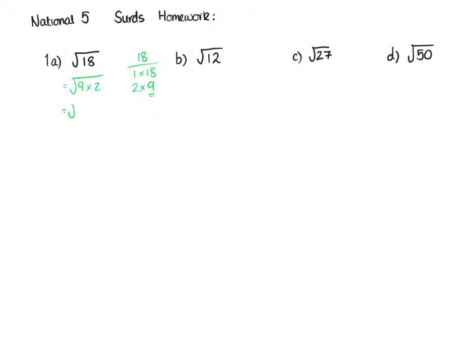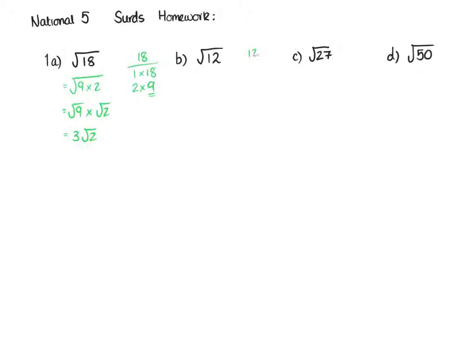So that splits up as the square root of 9 times by the square root of 2. So we get 3 root 2, because the square root of 9 is 3 and we just leave the square root of 2 as it is. Okay, so next we've got the square root of 12.